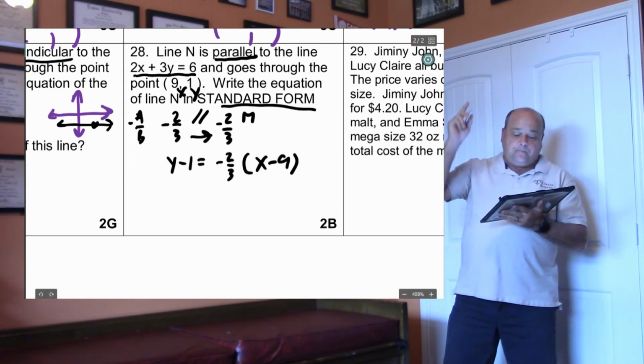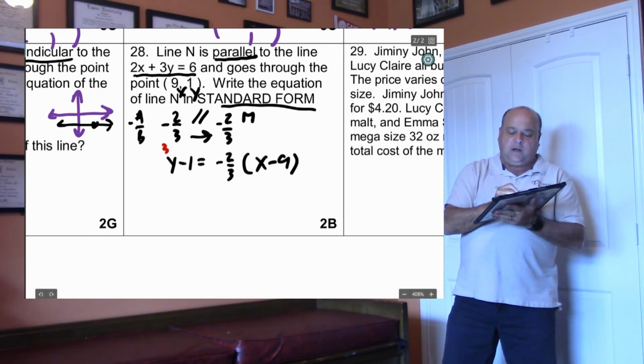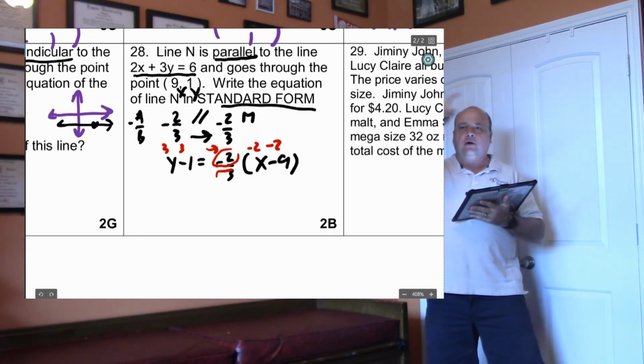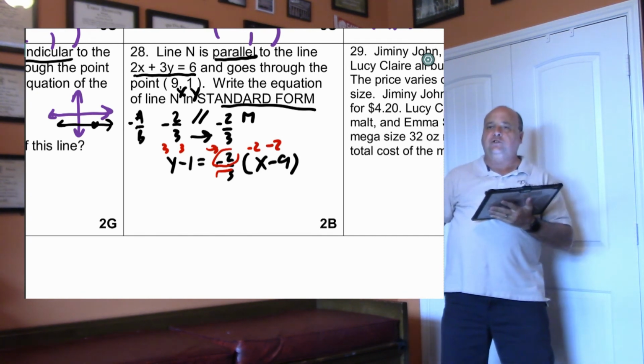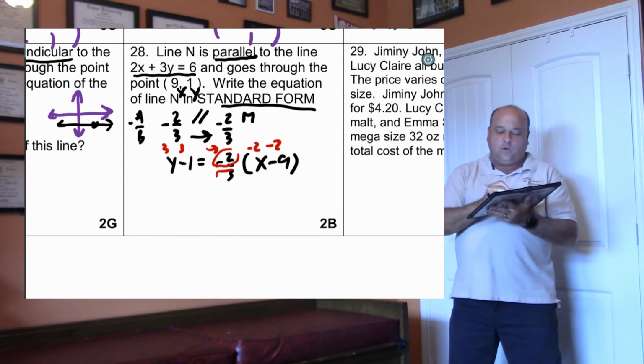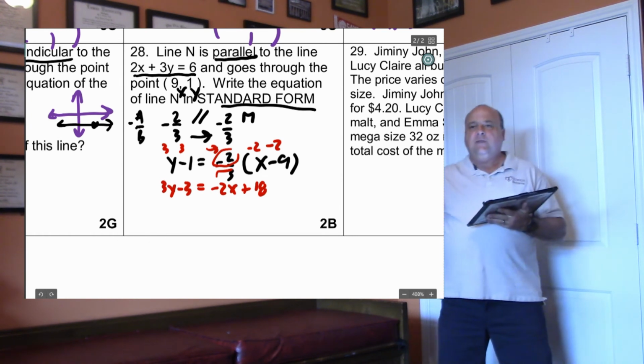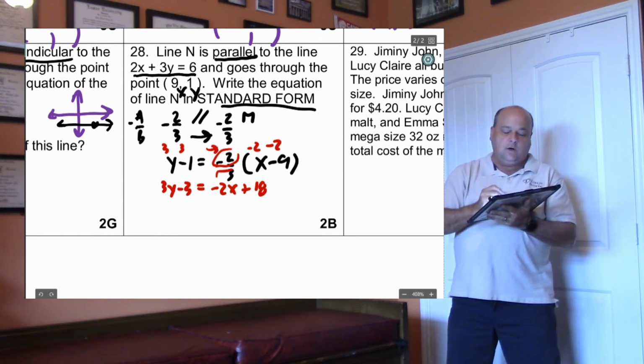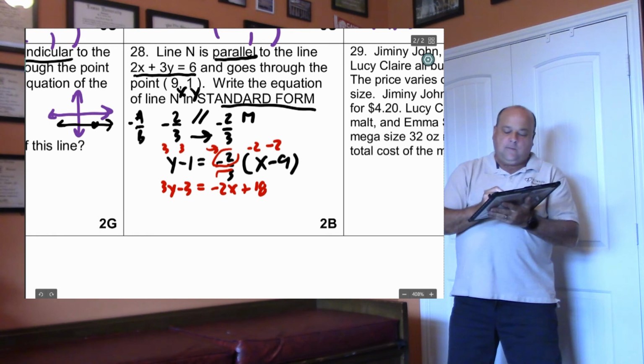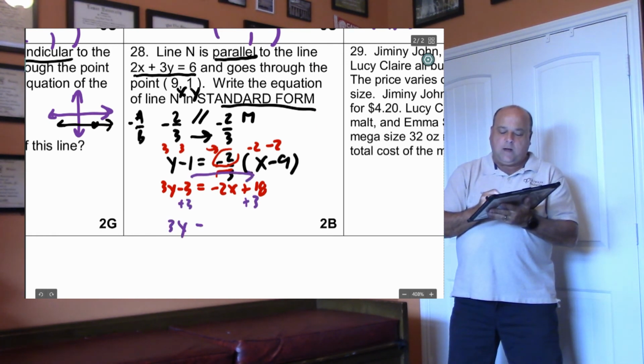Now then, let's distribute the 3 to the left, and we're going to take these out. And remember, your -2 goes to the right. So the denominator goes to the left, the numerator goes to the right. We're going to multiply 4 times. So 3y minus 3 equals -2x plus 18. The next step is to move the constant over. So I'm going to take the -3 and move it across. So I'm going to end up with 3y equals -2x plus 21.